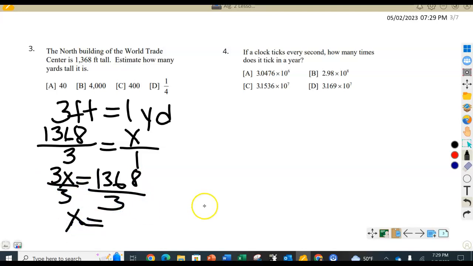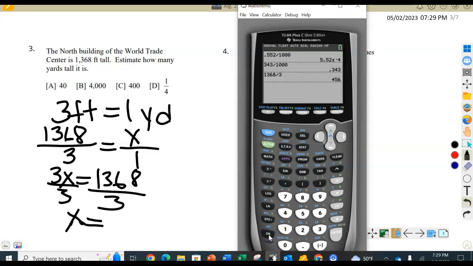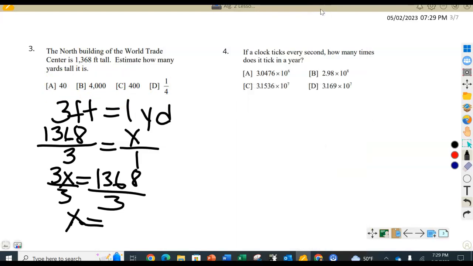X equals, let's look at our calculator here. 1,368 divided by 3 equals 456. It says estimate, which means close to, so 400, C, is going to be your closest answer. That's your best estimate.